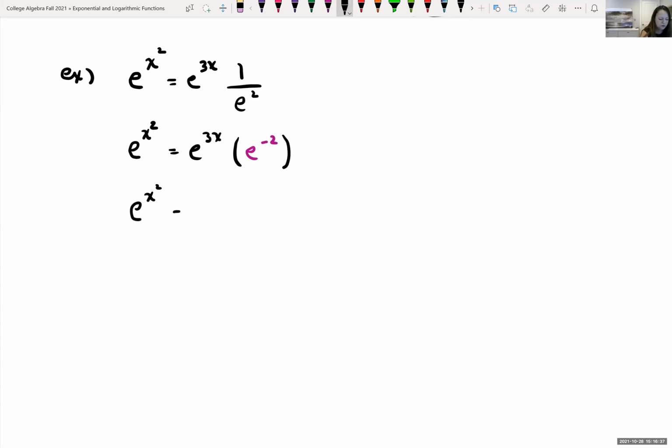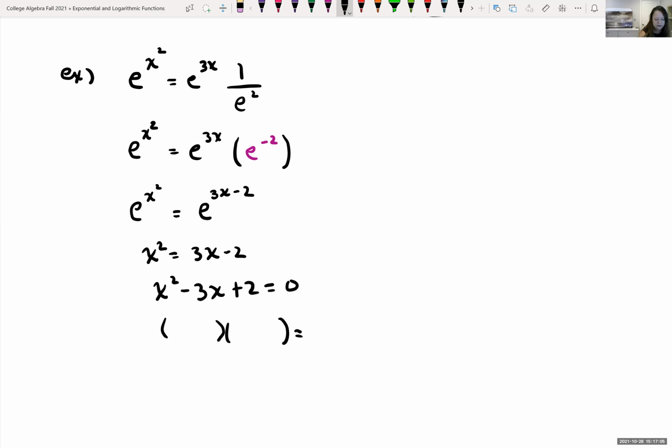Again, we want to use rules of exponents. Same base on the right-hand side, so we're going to add our exponents: 3x plus a negative 2, or 3x minus 2. We can now set our exponents equal to each other. x squared equals 3x minus 2. Get everything to one side: x squared minus 3x plus 2 equals 0. So factor it: x minus 2, x minus 1. So x minus 2 is 0 when x is 2, and x minus 1 is 0 when x is 1.